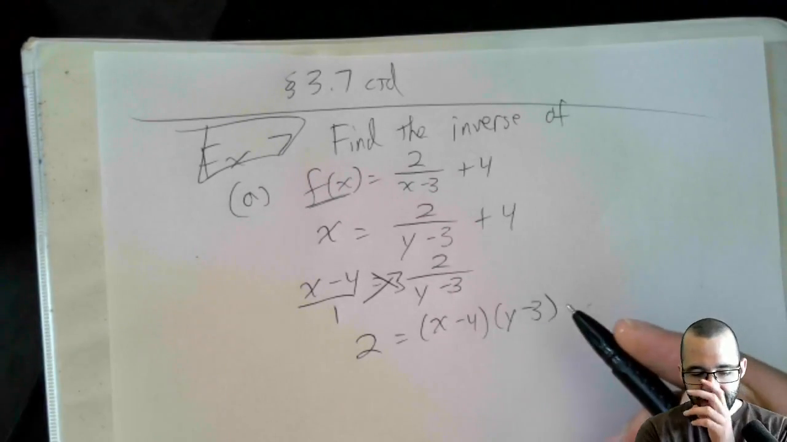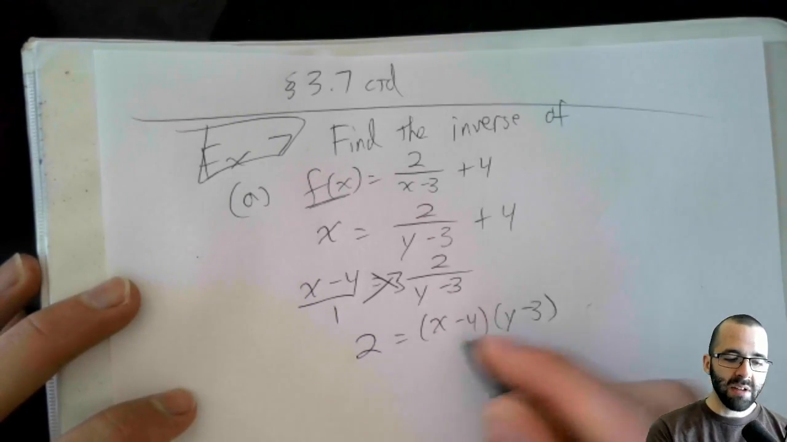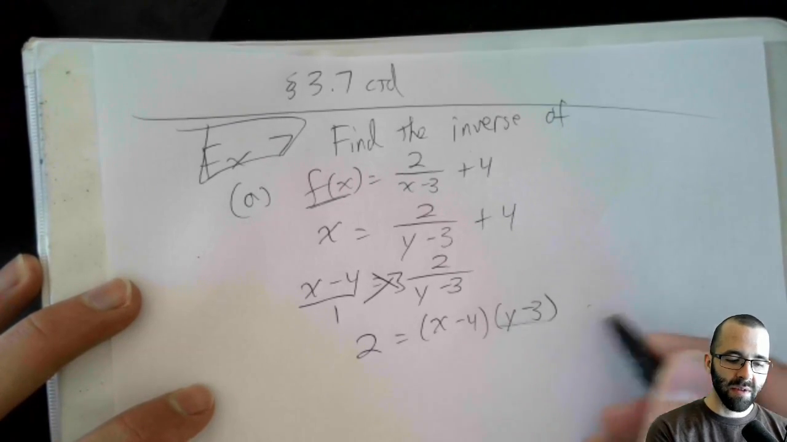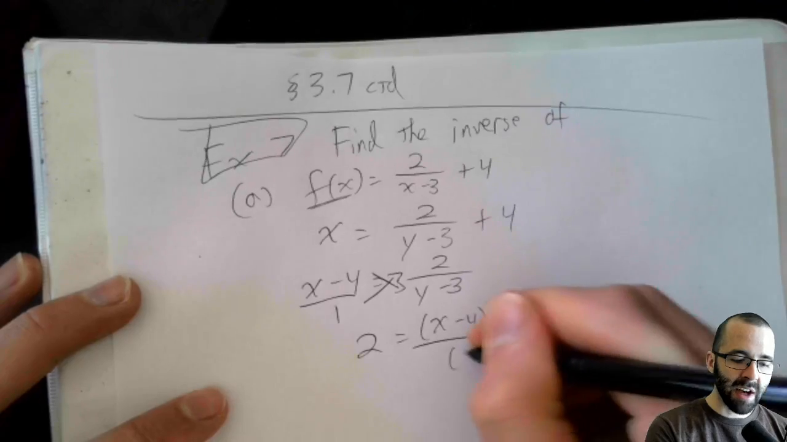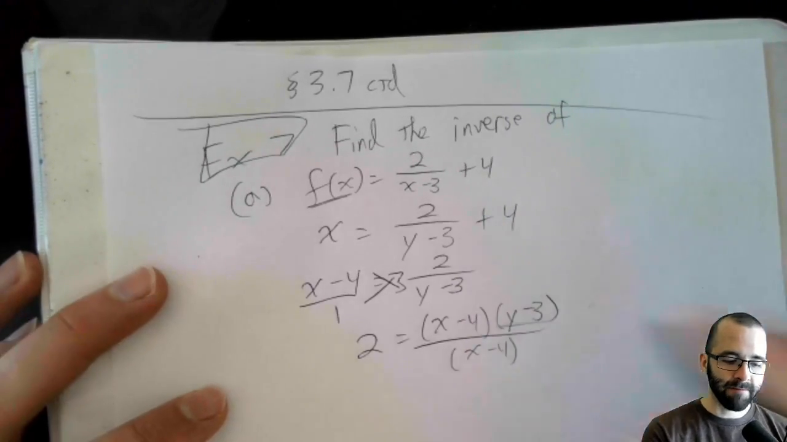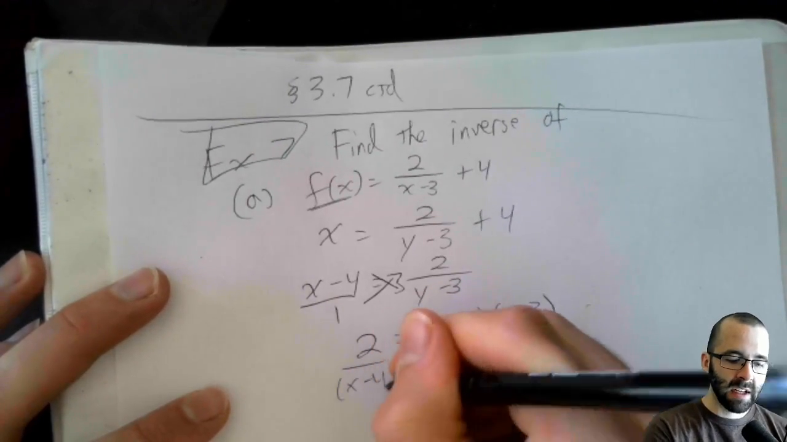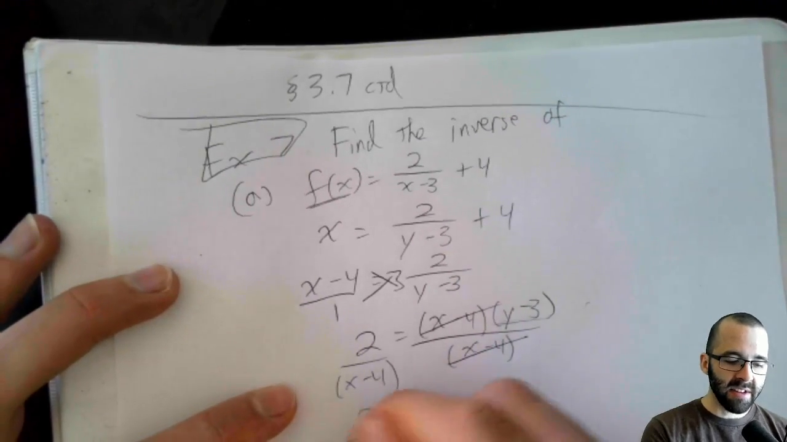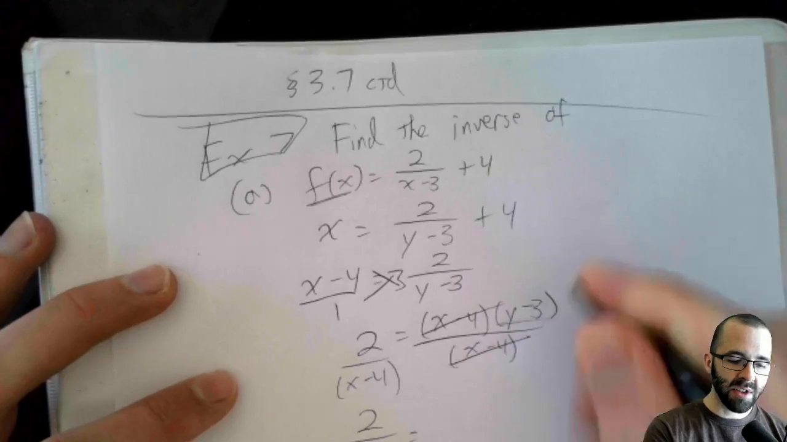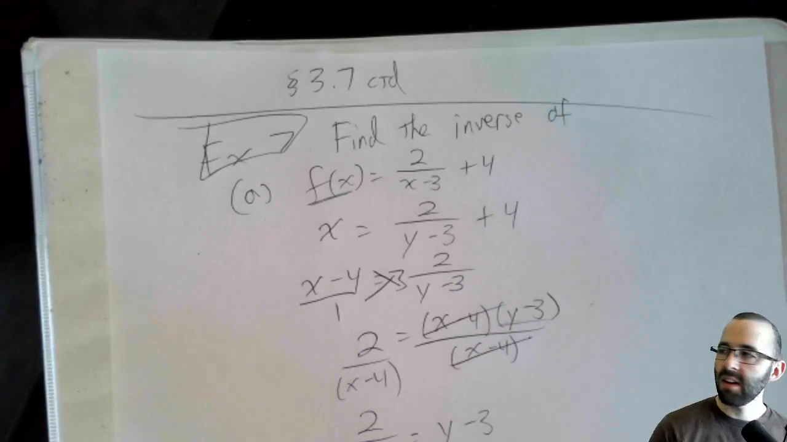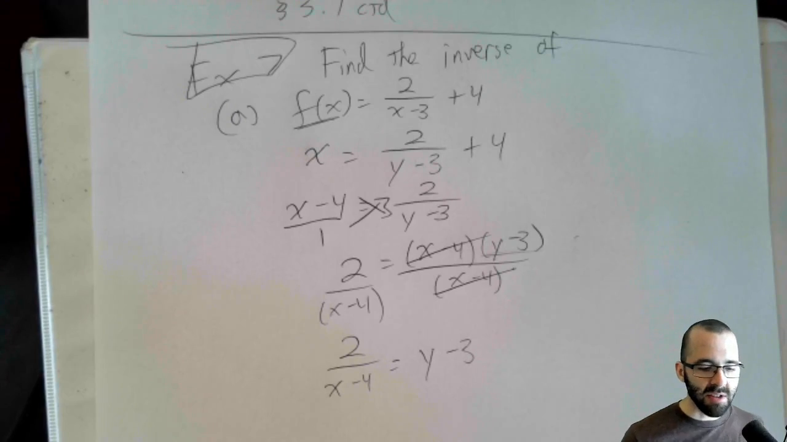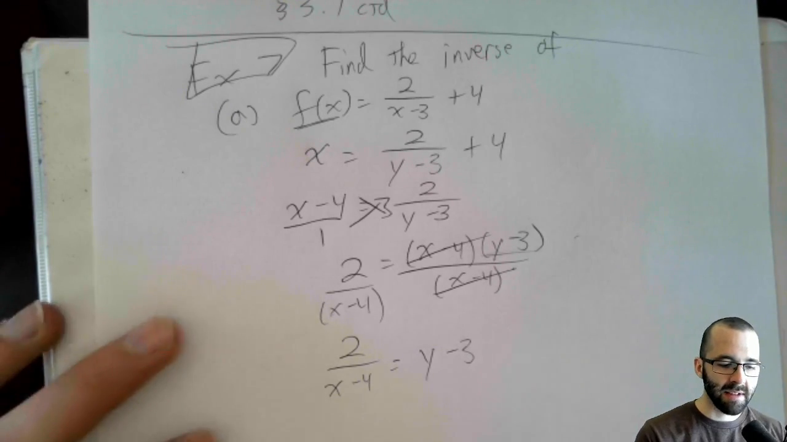You could FOIL this out and solve for y. Or you could divide both sides by x minus 4 because we want to get y by itself. So we could divide both sides by x minus 4. Let's do that, actually. Well, then on this side, it cancels out. On the other side, we have 2 over x minus 4, and we're just left with y minus 3. And we've almost solved for the function. All we have to do is add 3 to both sides.